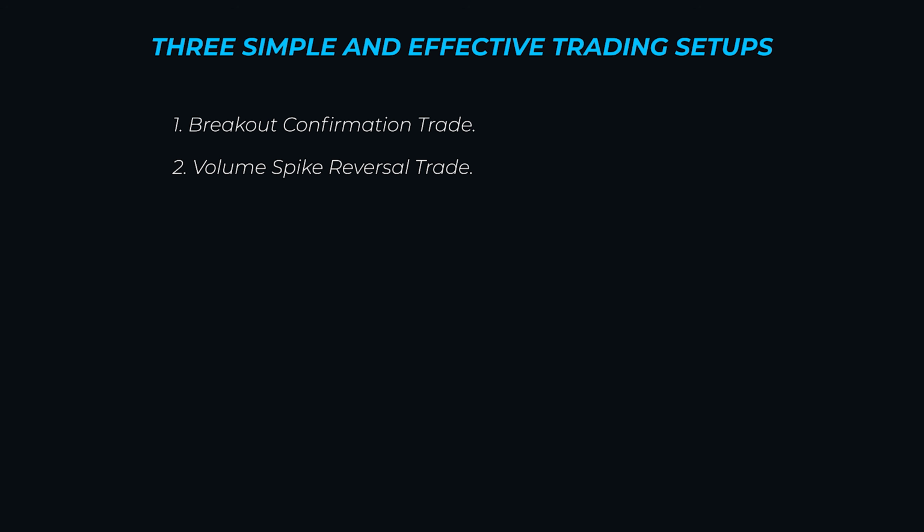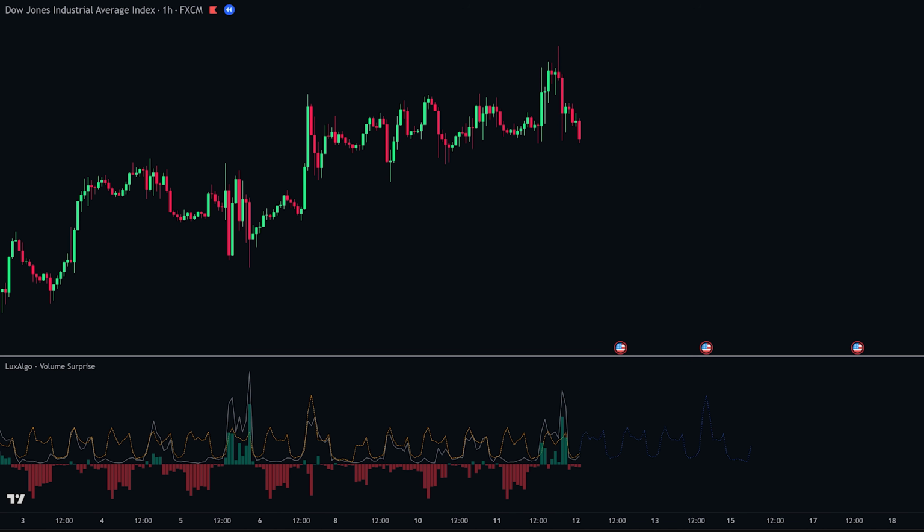Setup 2. Volume Spike Reversal Trade. The second setup helps you catch reversals when the market shows exhaustion after a high volume move. For a sell setup, look for an unusually large green spike at the top of a bullish swing or resistance area. This spike means huge buying activity has just taken place, often when retail traders are entering late.